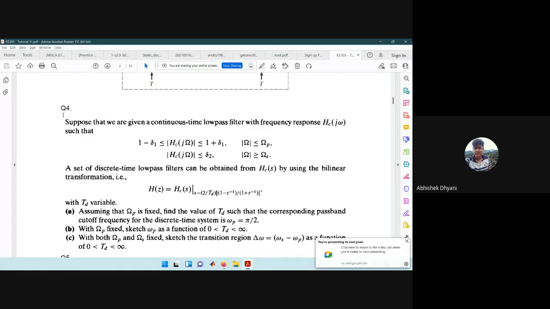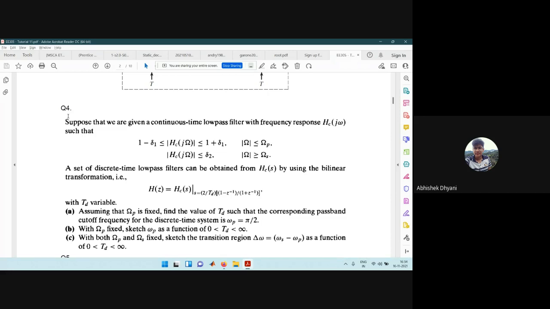Now I have again been given a continuous time low pass filter. By the way, I have taken this question from the Oppenheim book, so you can try some of the questions from that book. Don't go into the advanced sections because those questions are a little more difficult. The easier ones related to these you can solve from that book.